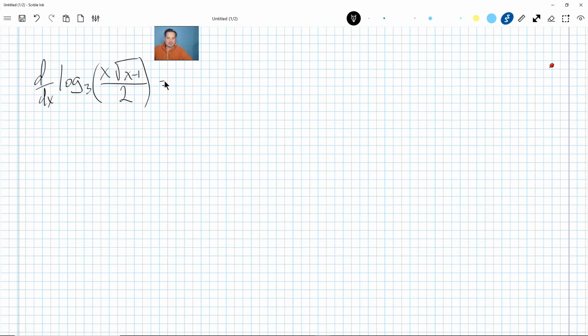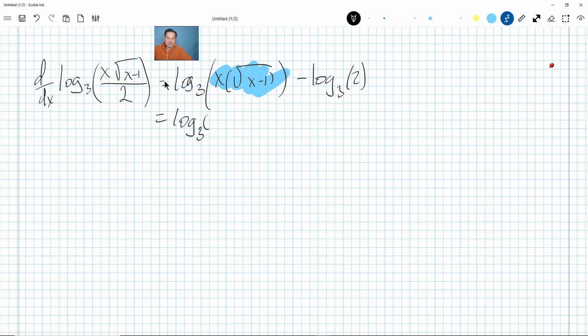I would say here that this is equivalent to log base 3 of x multiplying the square root of x minus 1, and then from there this would be minus log base 3 of 2. Now this part right here, because it's a product of two functions, you can write that as log base 3 of x, and then after that plus log base 3 of the square root of x minus 1, and then after that further you can say, let's see, minus log base 3 of 2.